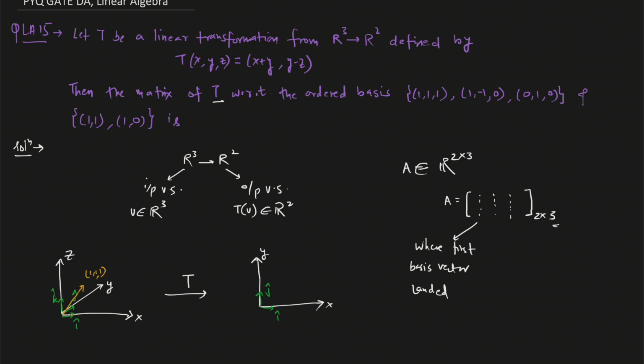Second is 1 minus 1 0. So 1 minus 1 0 is somewhere here. Sorry, here, right? This is 1 minus 1 0. All right. And the third one is 0 1 0. 0 1 0 is j hat itself, that is here. Okay.